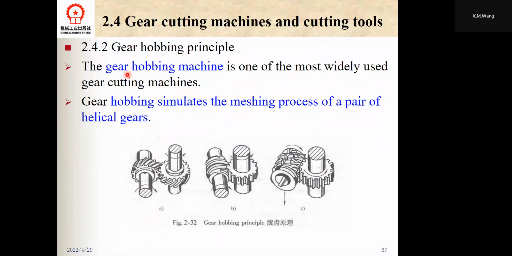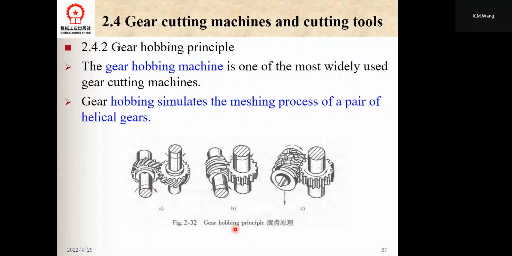This is the most used gear hobbing machine. Gear hobbing simulates the machining process of a pair of helical gears, based on the gear generation principle.